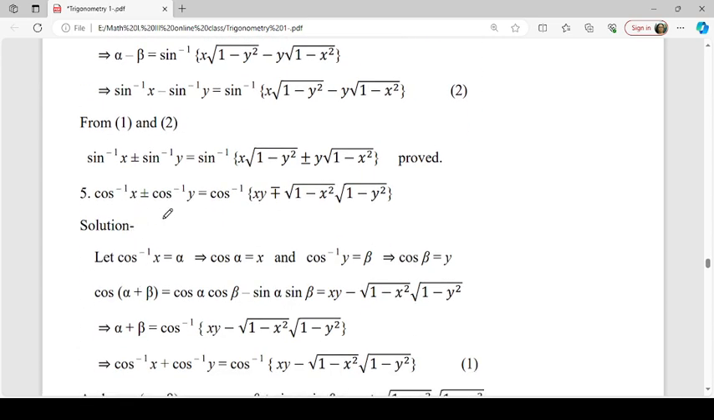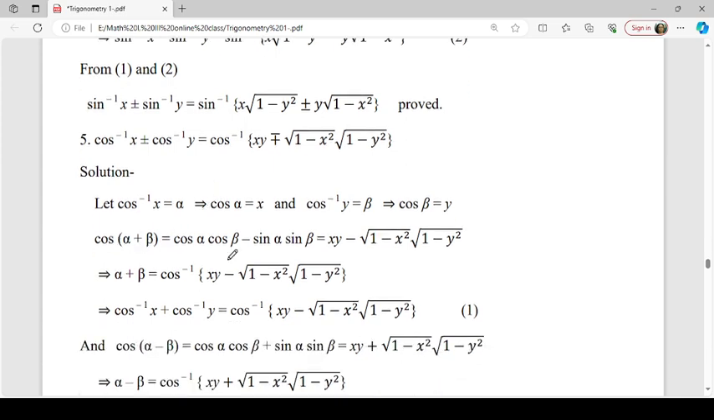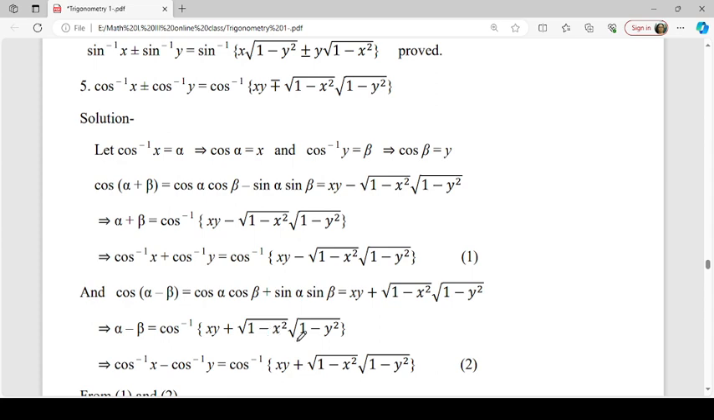Then, similarly, cos inverse x plus or minus cos inverse y, same formula, addition formula. So cos of alpha plus beta is this, then alpha plus beta is cos inverse of this value. Then alpha minus beta is cos inverse of this value, it is plus, so it is minus plus.